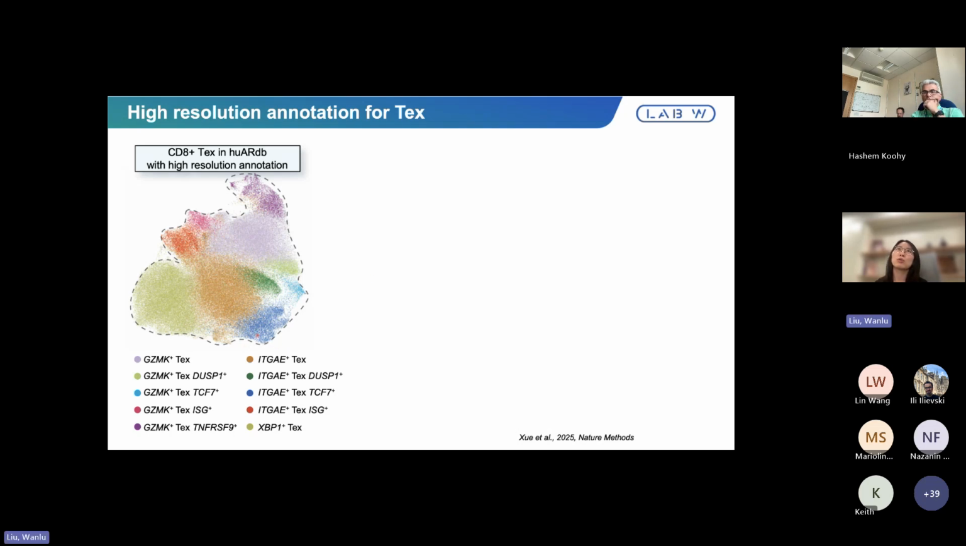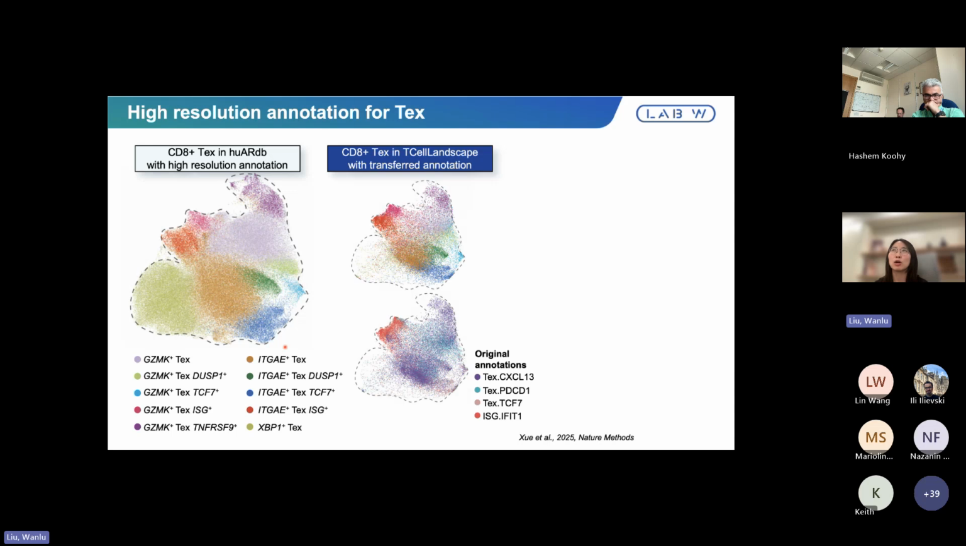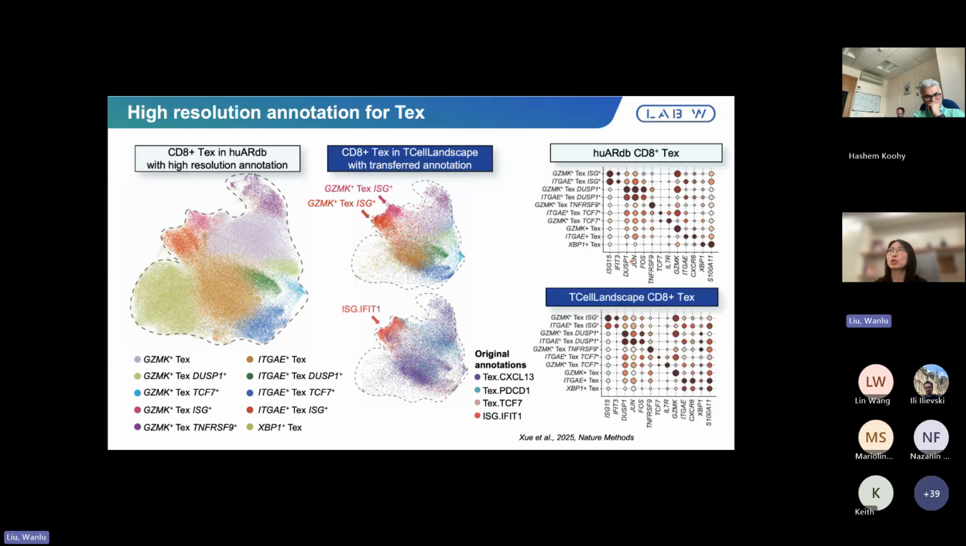We basically take those exhausted T cells in our data sets, take a deeper look, and annotate a high resolution map of our CD8 T cell atlas. Now we're comparing our high resolution TX annotation with the original annotation from the T cell landscape. Currently, those T cell types, for example the ISG TX subtypes, can now be very nicely aligned with our GZMK TX ISG T cell subtypes. And the marker genes between the T cell landscape TX and our landscape are very, very consistent.